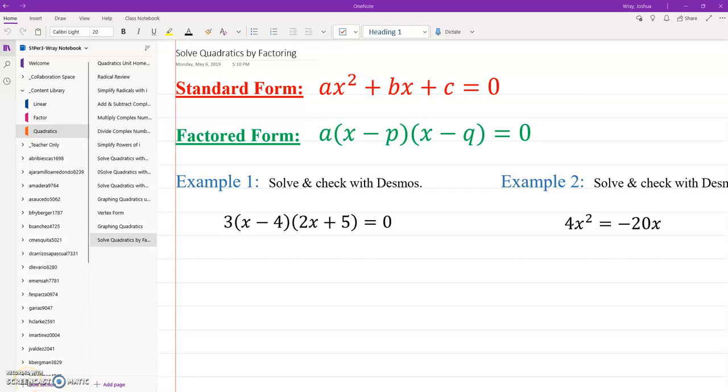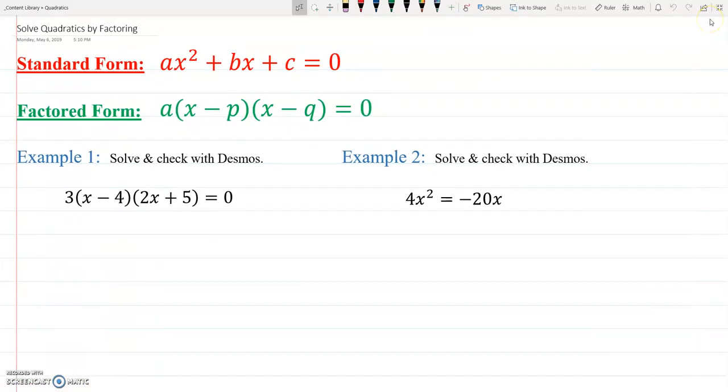Today we are solving quadratics by factoring. First line you see up top, standard form. We've talked about that in previous notes, but A, B, and C are usually numbers, and this is what quadratic equations normally look like, standard form.